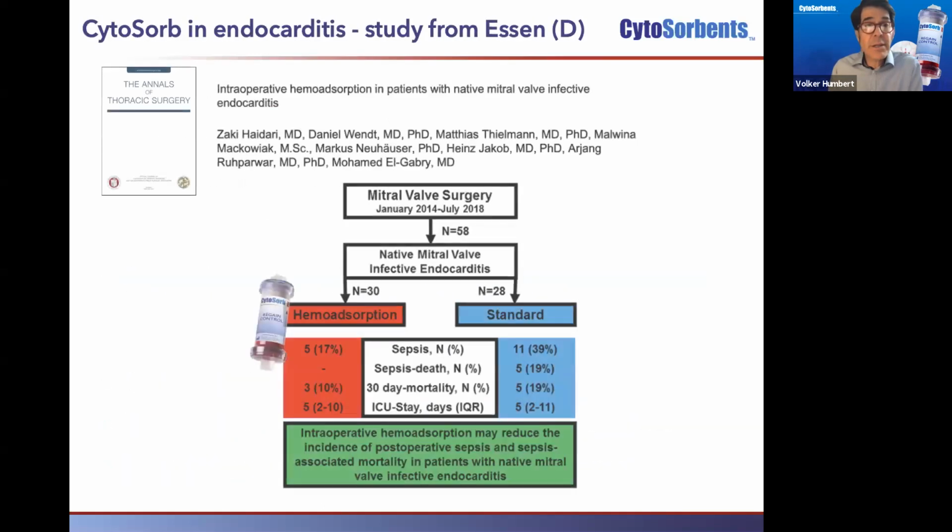A relatively recent publication is coming from Essen on Cytosorb patients in mitral valve endocarditis, infective endocarditis of the mitral valve. Here they looked over 4 years at nearly 60 patients. 30 of them were treated intraoperatively with Cytosorb therapy, and 28 served as a control group. The two patient populations, despite not being an RCT, were quite comparable, and the primary outcome was the occurrence of sepsis or sepsis-associated death. And here the hemoadsorption group could show quite some nice differences and benefits in this regard.